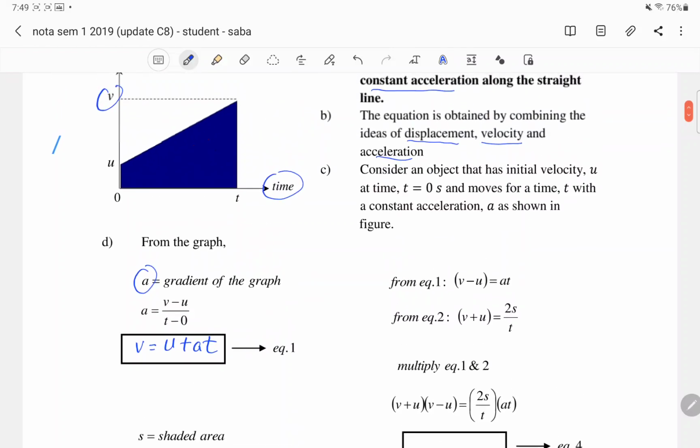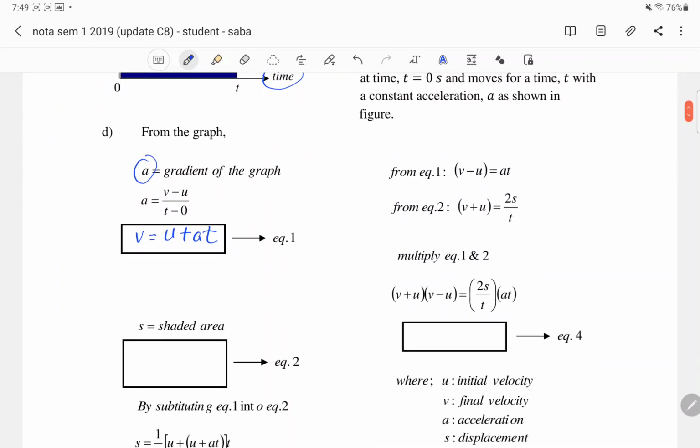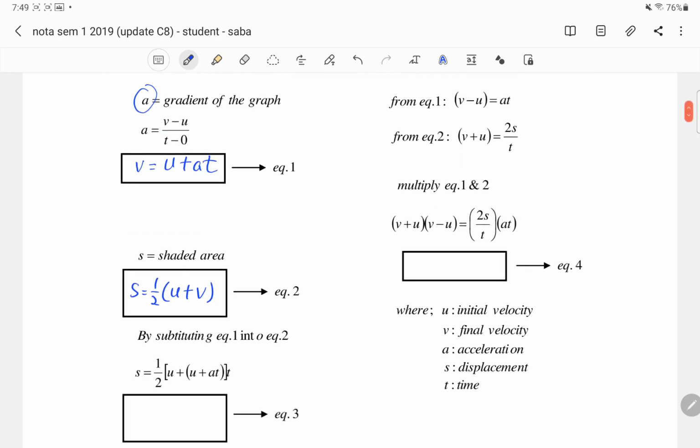And then from this graph you also have to find the area. The area is s, displacement. Okay, so we have the trapezium formula with u plus v. This is equation number 2. And then by substituting equation number 1 into equation number 2, you have s equal to half bracket of u, okay, this one is v. Alright, so then you will have s equal to ut plus half at squared, for equation number 3.